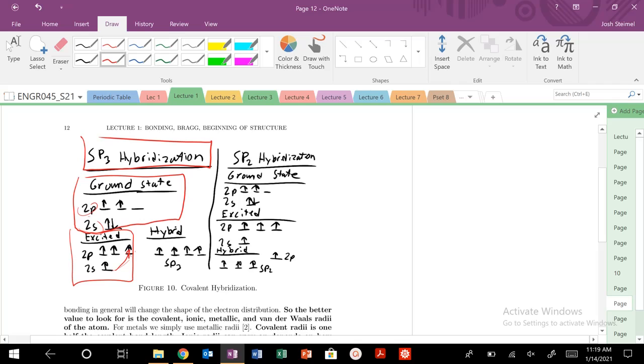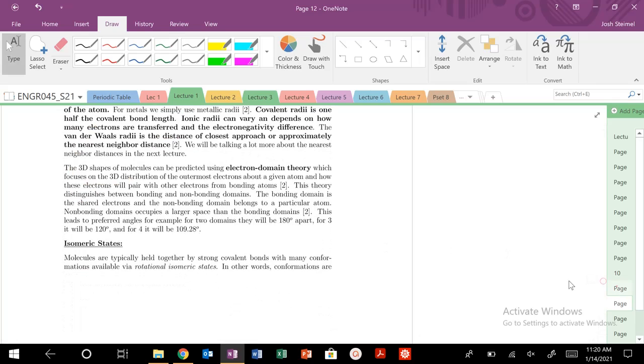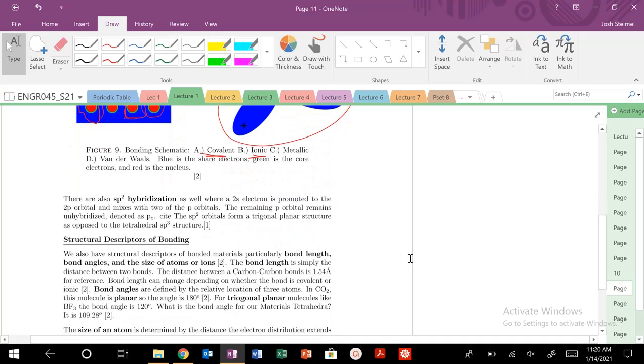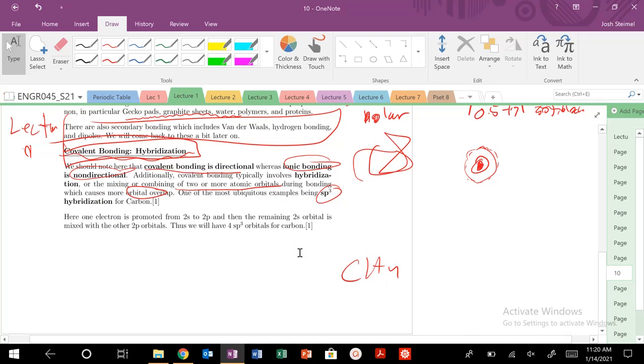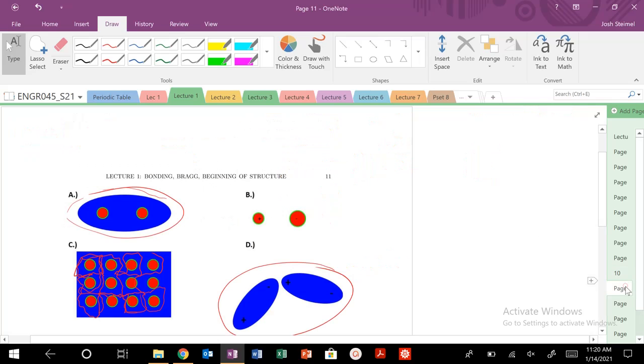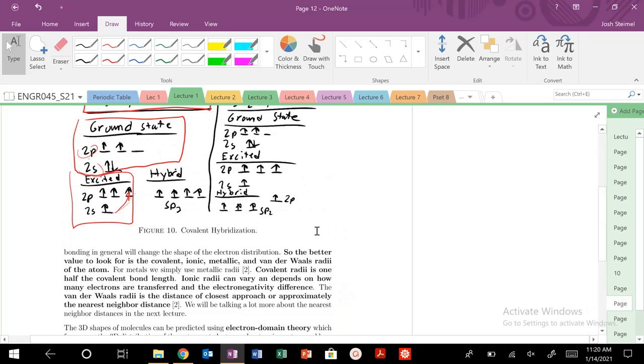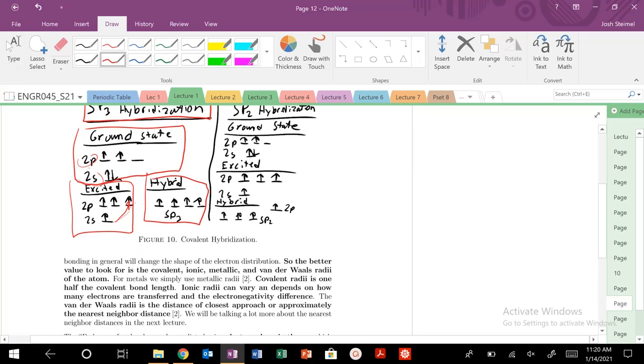And eventually, you're going to see the procedure for this. Let's go ahead and look over here. So we have one electron that's promoted from the 2s to the 2p, and then the remaining 2s orbital will mix with the other 2p orbitals. So you're going to have 4 sp3 orbitals for carbon. That's the critical idea, and that's when we're bonding with that fully saturated carbon. So you'll have 4 sp3 orbitals, again 3 p and 1 s combined into hybrids.